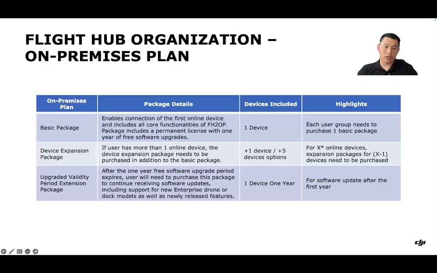For the on-premises version, the basic package includes one device and needs to be purchased once by each user group. For additional devices, the group would need to buy the device expansion package for each additional device, and that's offered in a +1 or +5 option. The first year of software updates are included in these packages. For software updates after the first year, you would need to purchase the upgraded validity period expansion package each sequential year for each device to get that update.